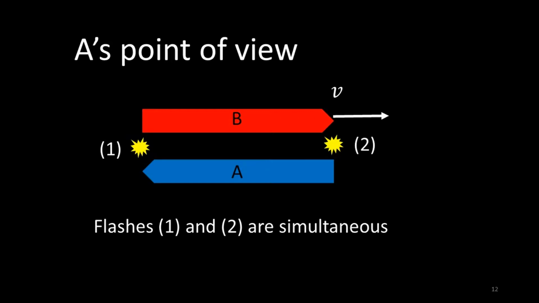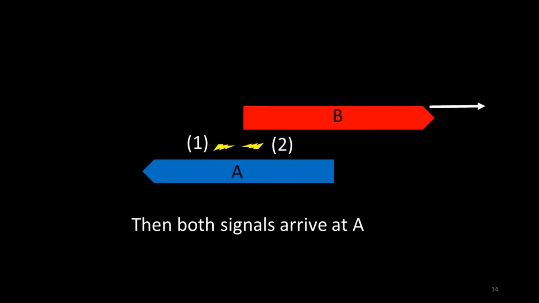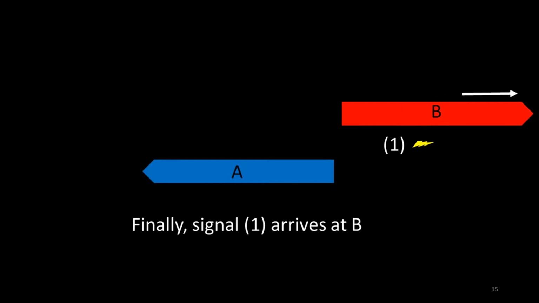We now follow the sequence of events from A's point of view. A short time after the flashes, signal 2 reaches pilot B because B is moving to the right towards it. During this time, signal 1 has traveled the same distance as 2, but B is moving away from it, so it has to catch up. A little later, both signals arrive simultaneously at A, and finally, sometime later, signal 1 catches up with B. Let's pause to think about this.